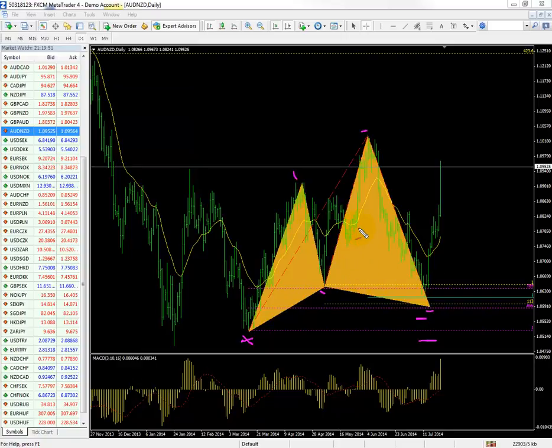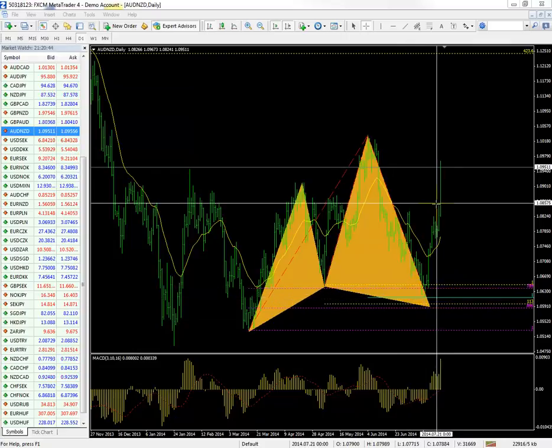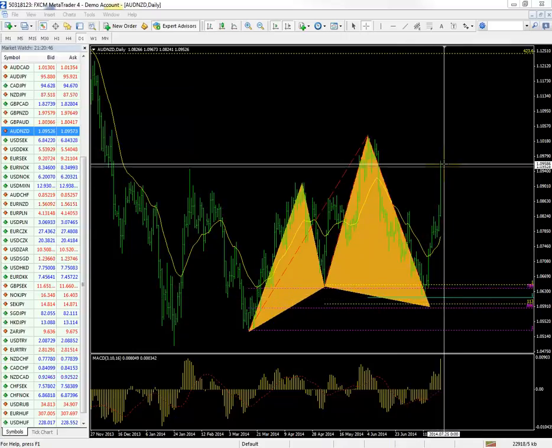This also is nearly like what we call a cipher pattern. All right, almost what we call a cipher pattern, where you have your X, your A, your B, your C, your D, and C is above A and D is below B. I'd like to see D come a little bit deeper, but in this case, the market found all these little commonality zones in here, and now we're coming back up to the upside.